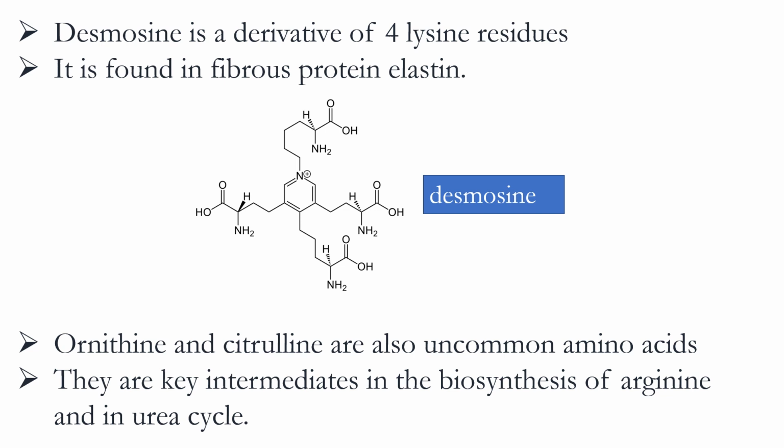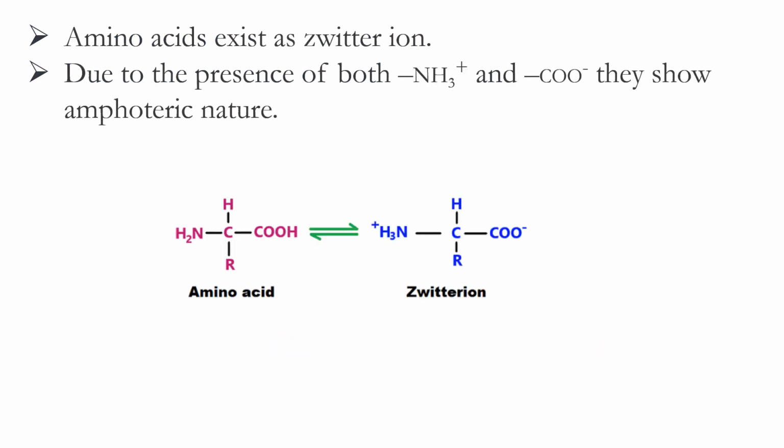Then ornithine and citrulline are also uncommon amino acids. They are key intermediates in the biosynthesis of arginine and in the urea cycle. The next, amino acids exist as Zwitter ions. Zwitter in German means hybrid ion. Due to the presence of both ammonium group and carboxylic group, they show amphoteric nature. They act as both proton donor, that means as an acid, or a proton acceptor, that means as a base. That's why they are amphoteric in nature. And in the figure, you can see the interconversion between the amino acid and zwitterion.